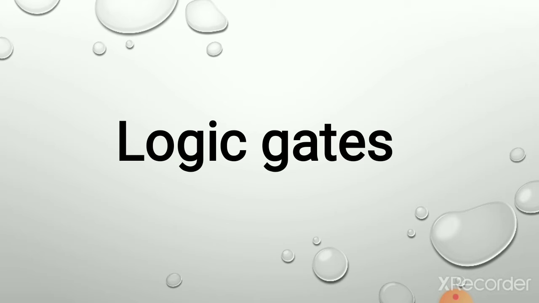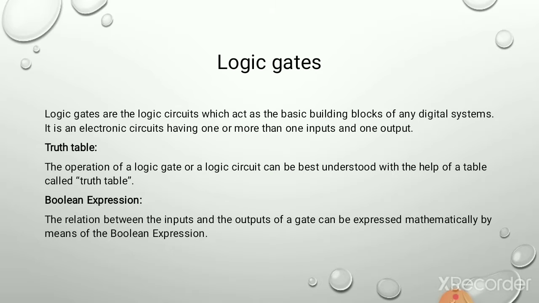Today's topic is logic gates. Logic gates are the logic circuits which act as the basic building blocks of any digital systems. It is an electronic circuit having one or more than one input and one output. The relationship between the input and output is based on a certain logic. Depending on this logic, the gates are named as NOT gate, AND gate, OR gate, NAND gate, NOR gate, etc.